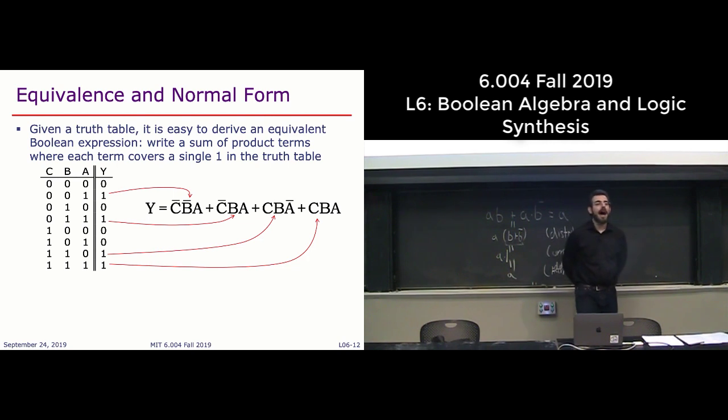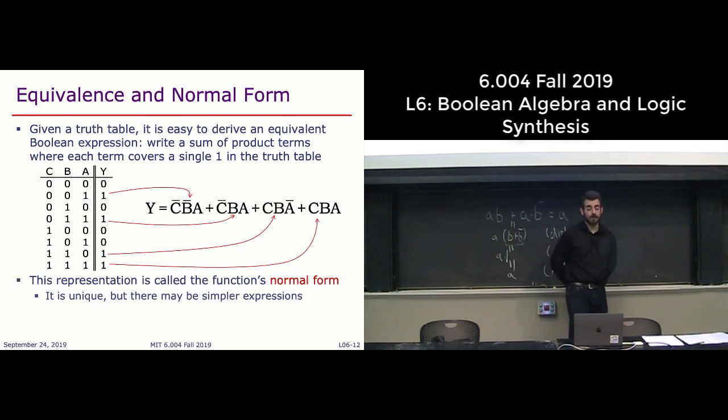Now, you have a systematic way to take a truth table and turn it into a Boolean expression. This, in fact, is called the function's normal form, or more precisely, the canonical normal form. There's a different normal form that we're not going to use in this course. So this is also what we call a sum of products expression, right? Because you have a bunch of product terms, and then they're ORed. They're all added up.